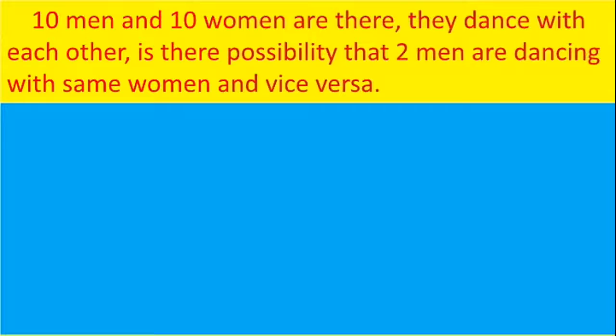Sum is principal. 10 men and 10 women are there. They dance with each other. Is there a possibility of 2 men dancing with the same woman and vice versa? I just want you to imagine and answer this question. 10 men and 10 women are there. They dance with each other. Yes? Your answer is never.